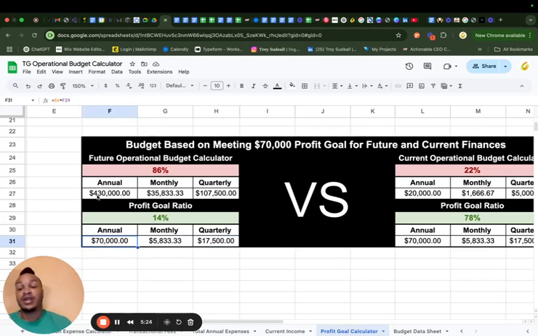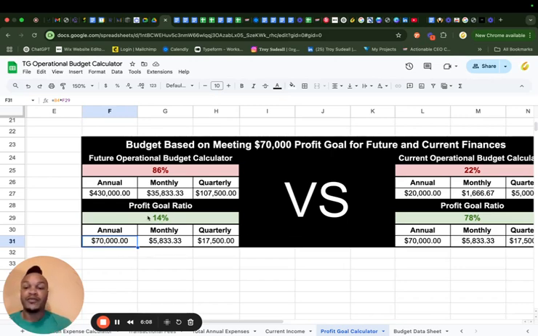But $430,000 of that $500,000 is going to be our operational budget, which is $35,833 a month or $107,500 quarterly, right? As long as we stay at these rates, monthly and quarterly, we will not surpass the $430,000 budget that we have out of that $500,000 we want to make for the year. That makes sure that we meet our profit goal of $70,000. We don't touch it at all, where our spending isn't eating into this amount.